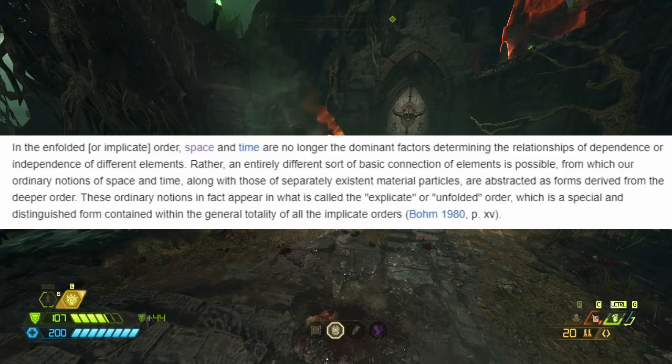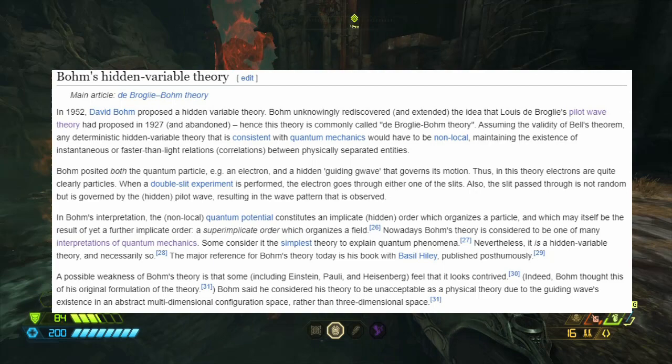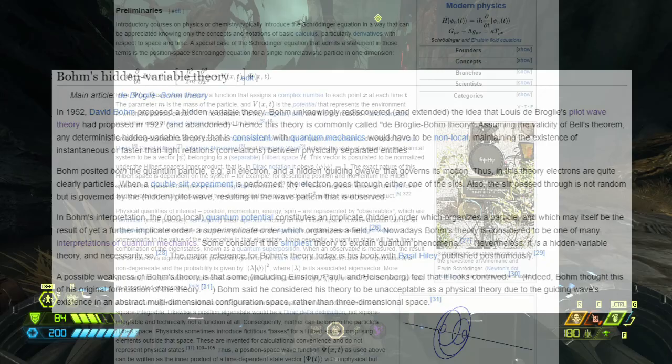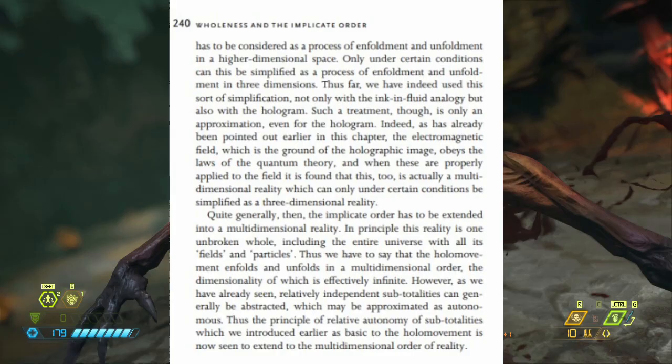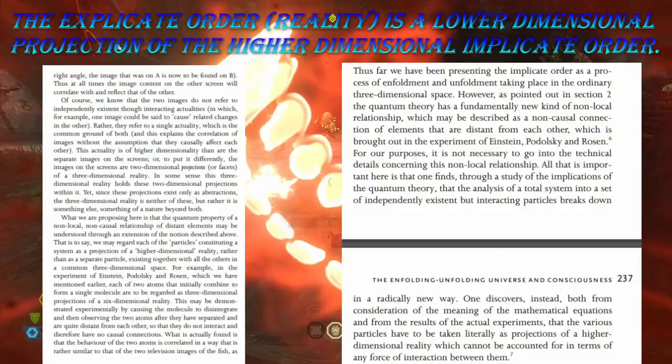Bohm gave his implicate order interpretation as an improvement on his hidden variable interpretation, both of which are meant to explain the Schrödinger equation, the base mathematical formula for all wave functions, giving a result from the Hilbert space. So, the Hilbert space is a major part of the implicate order. The explicate order is merely a lower dimensional projection of the necessarily infinite dimensional implicate order. Note that this is with respect to Euclidean dimensions.